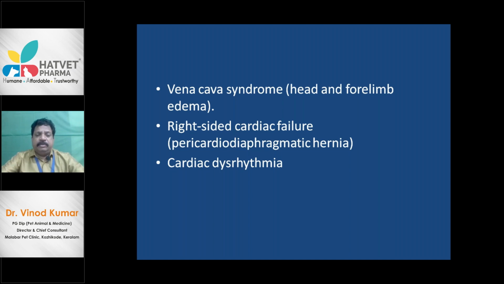Then sometimes there will be right-sided heart failure in dogs. Such as, for example, when there is a diaphragmatic hernia. When there is a diaphragmatic hernia due to the mediastinitis or due to excessive pressure inside the mediastinum, the apex of the heart and the pericardium penetrate into the abdominal cavity. And so there will be a right-sided cardiac failure, and ultimately a cardiac dysrhythmia, arrhythmia also. So all those things can happen.